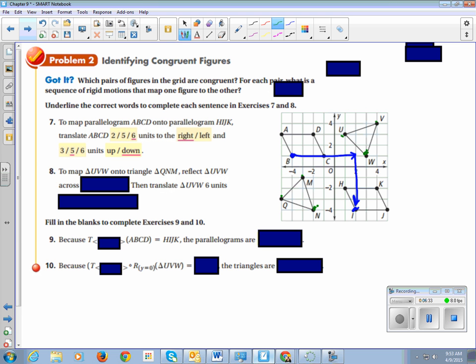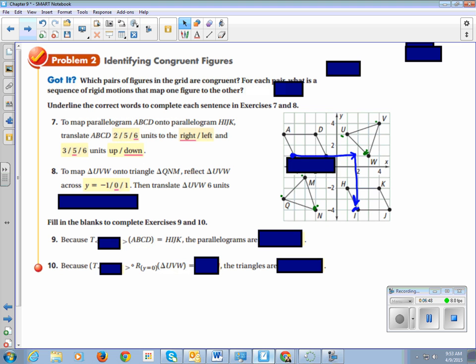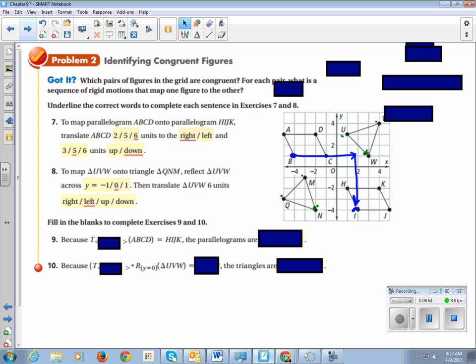V would be in the upper left corner. If I reflected across the x-axis, V would be in the same position as N, so it is going to be the x-axis, which is the same as y equals 0. And then translated 6 units to the left. So we are reflecting it across the x-axis and then moving it 6 units left.